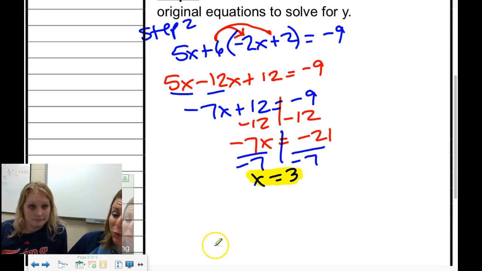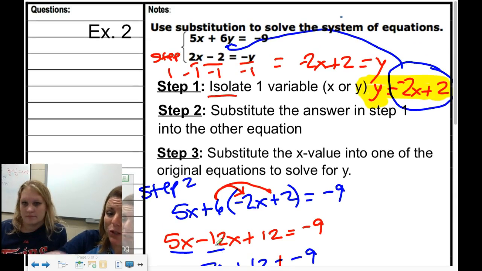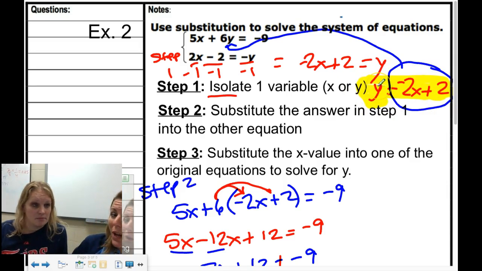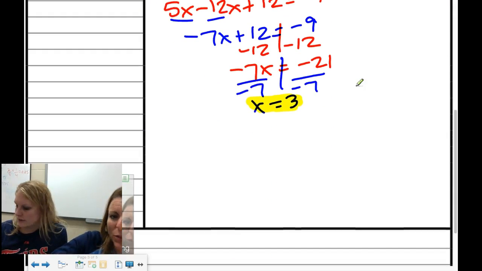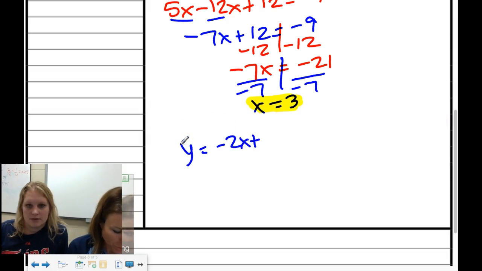And remember now, step 3, I'm going to scroll up. We're going to substitute it back into one of the original equations, and I'm going to plug it into this one, because we already have y solved. I'm really glad you said that because I know the directions say original. Well, that is the original, we just changed it to get y by itself. So step 3: y equals negative 2x plus 12.